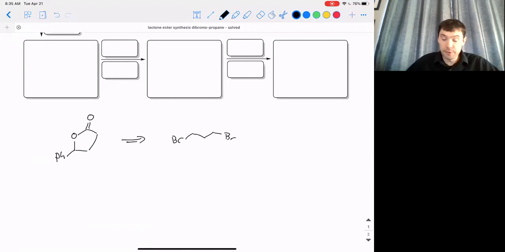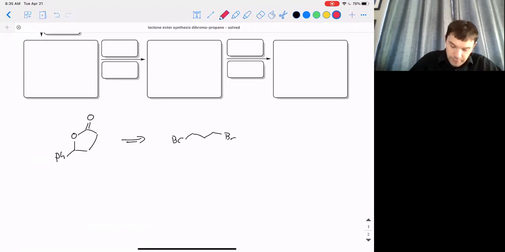a couple of key observations. So one of which is if I number these, 1, 2, 3, 4, we're going to obviously have to come up with a way to add that phenyl group in there, but we're only given 3 carbons in our dibromo-propane. And so that means at some point we're going to have to figure out a way to add 1 carbon.